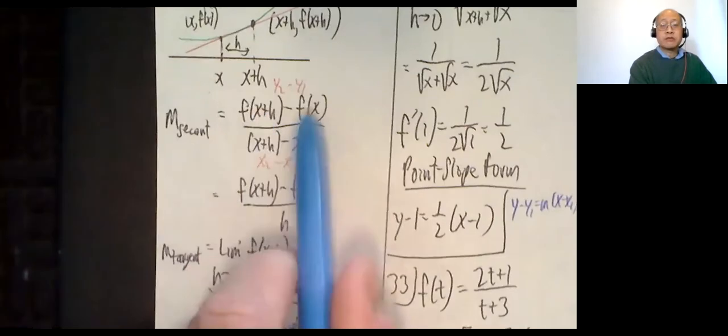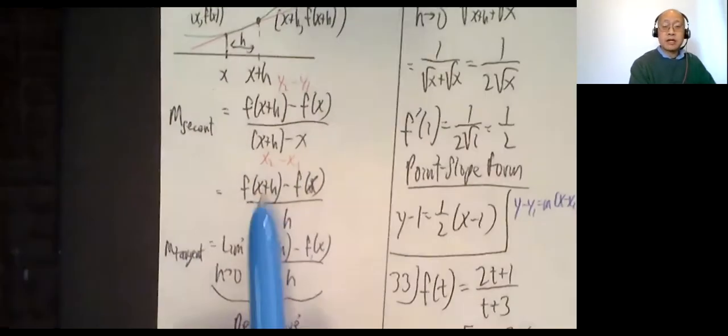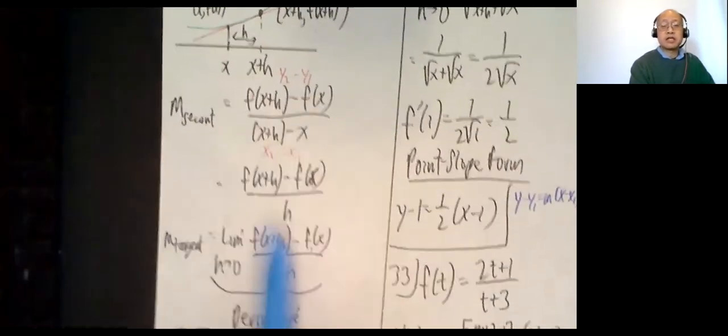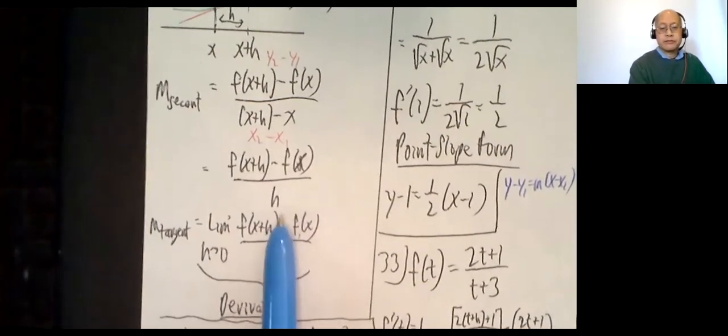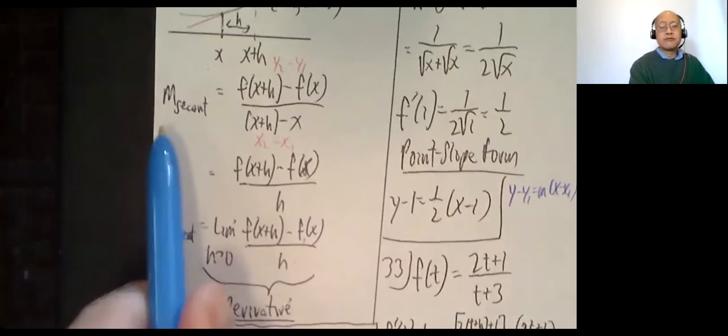Now you can't do anything more with that, but you can do something here. X plus h minus x is just h. So f of x plus h minus f of x all over h. That's the m, the slope for the secant line.